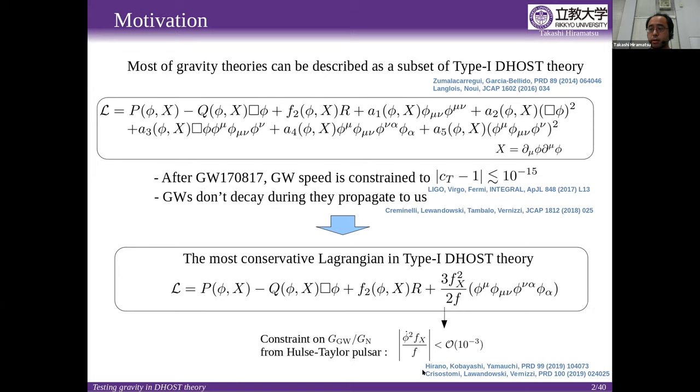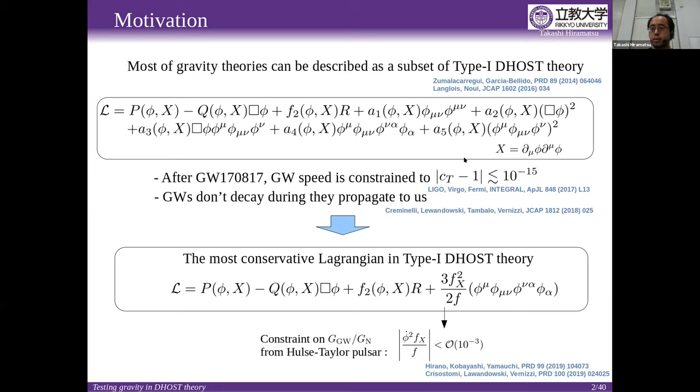Karim gave us a nice talk on DHOST theory last Monday. As he said, most of the gravitational theories, including the Horndeski theory, can be described as a subset of type 1 DHOST theory, degenerate higher order scalar-tensor theory. The action is given this way, which is characterized by 8 arbitrary functions of phi and X. X is the kinetic term of the scalar field.